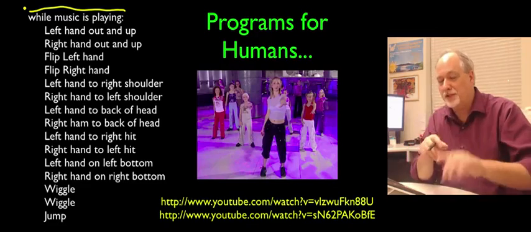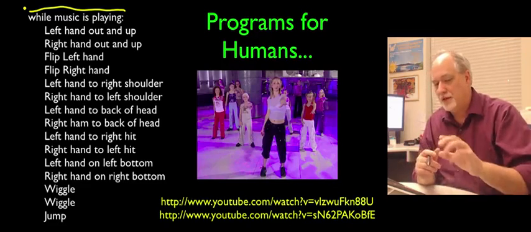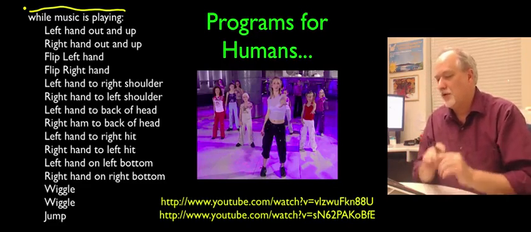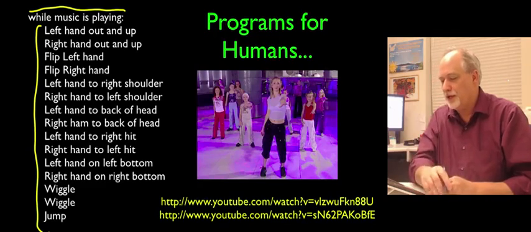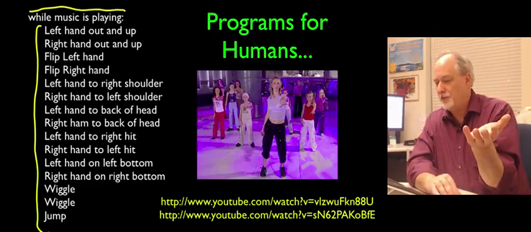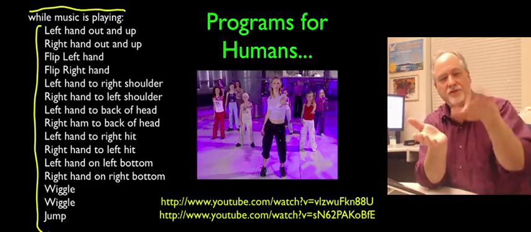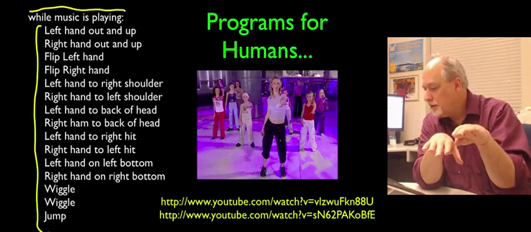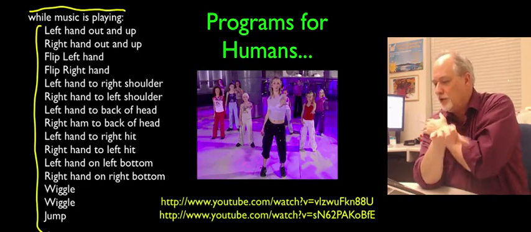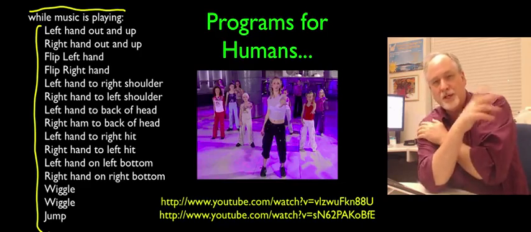They do things in a beat. They happen to have 3 billion beats a second, but as it were. So we're going to do this multiple times. So we have this whole group of instructions that we're going to do, right? Left hand out and up, right hand out and up, flip left hand to right shoulder, right hand to left shoulder, etc., etc.